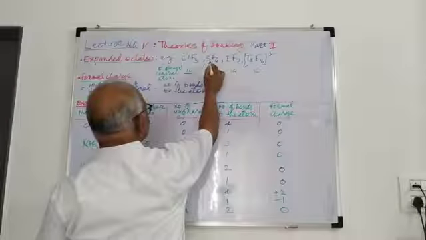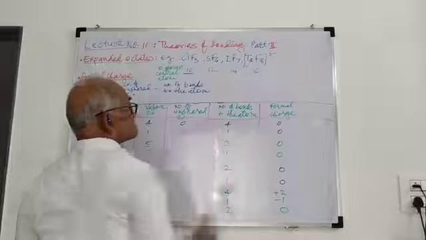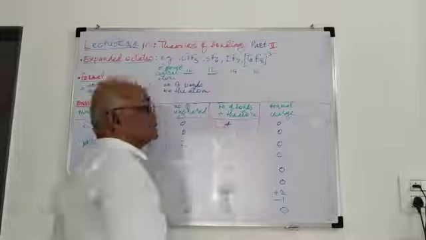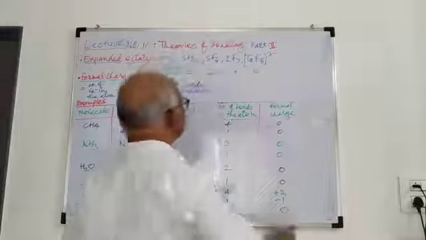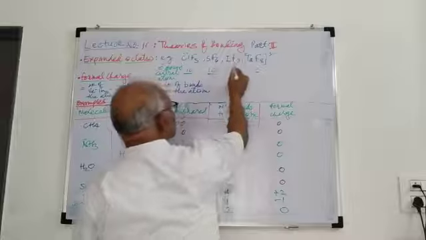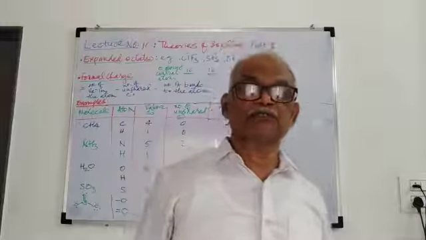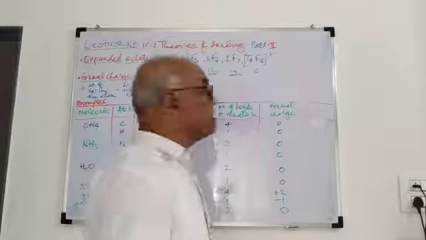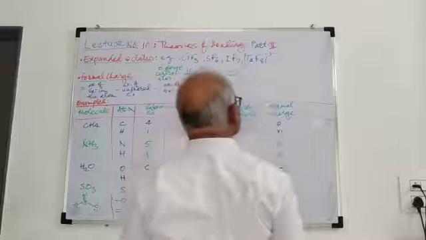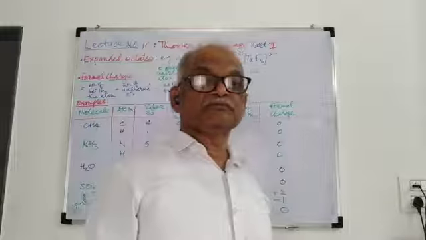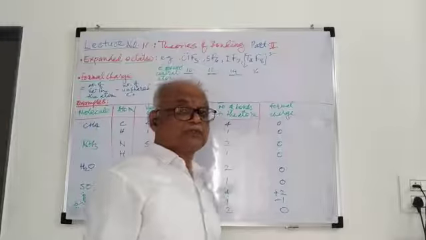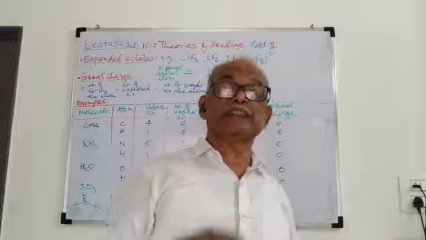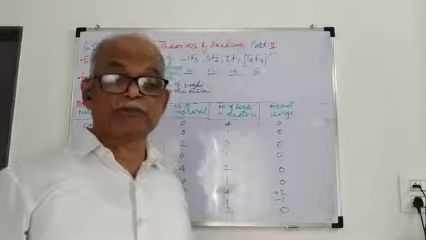Now if we see the example of SF6, there are 6 S-F bonds. So 6 into 2 means 12 electrons. So 12 electrons are there around the sulfur atom. Similarly, in IF7, there are 7 I-F bonds. So 7 into 2 gives 14. So 14, that is expanded octet. Now in case of TaF8 3 minus, there are 8 Ta-F bonds. So 8 into 2 gives 16. So these are some examples where octet is found to be expanded.